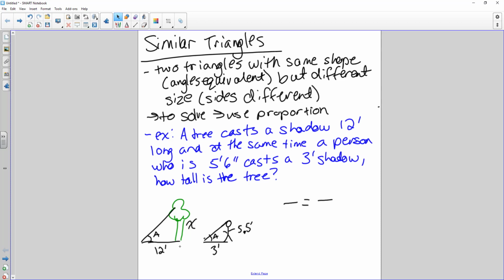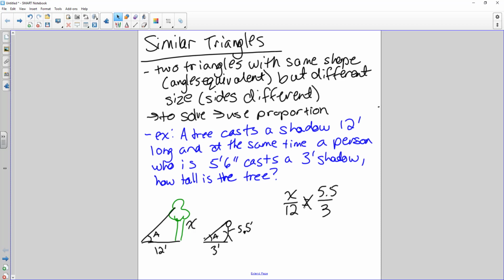So a couple different ways I could do that, but let's say I do x over 12. So if I do the height of the tree over the shadow of the tree, then I have to do 5.5 over 3. Okay, so x over 12 equals 5.5 over 3.